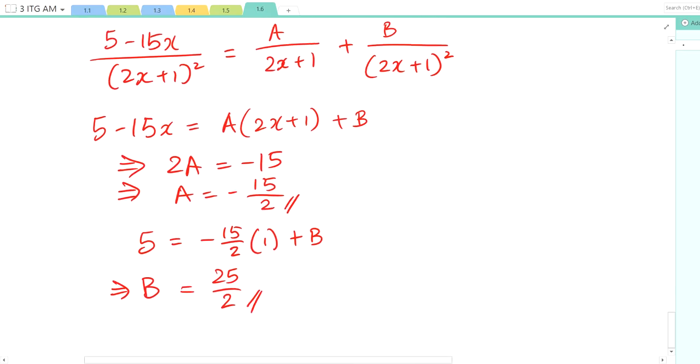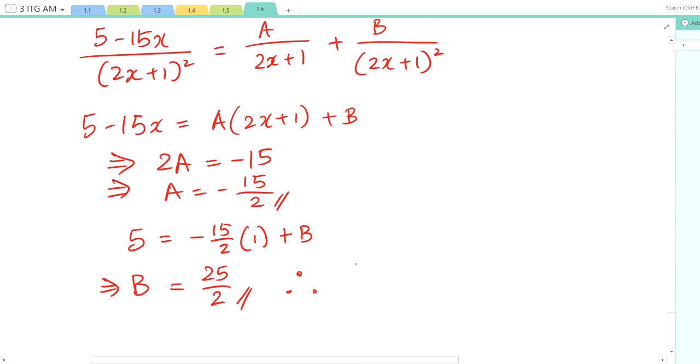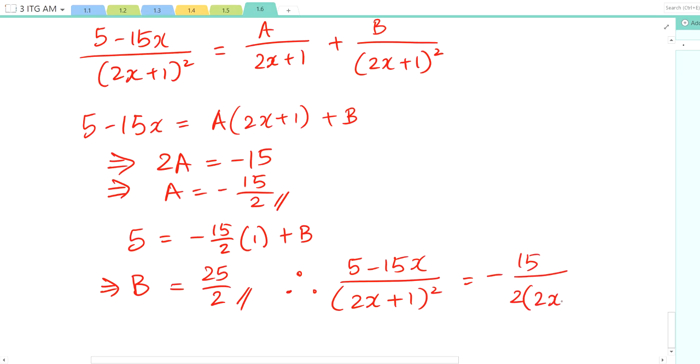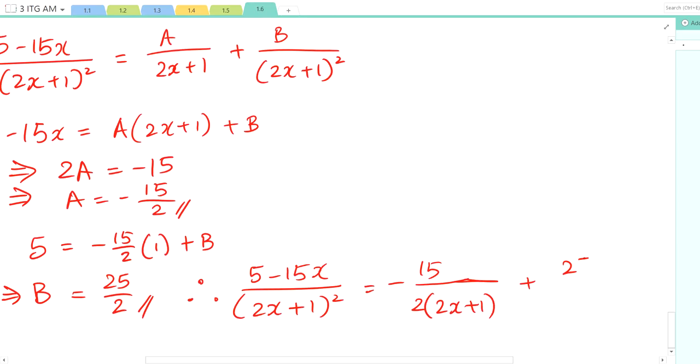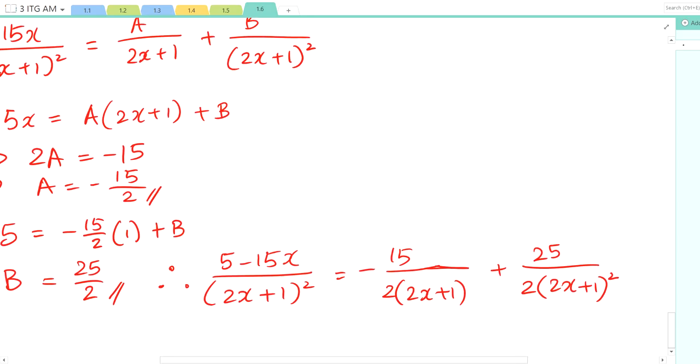Substitute them back into the equation. So 5 minus 15x over (2x plus 1) squared must give me negative 15 over 2 times (2x plus 1). Okay, I did some manipulation over here. And plus the value of b. Okay, that is 25 over 2 times (2x plus 1) squared. And this is my final answer.